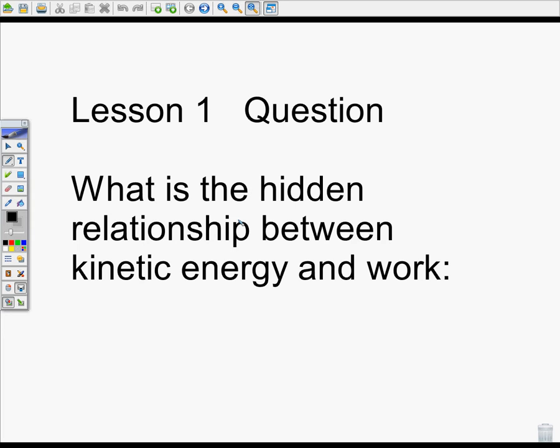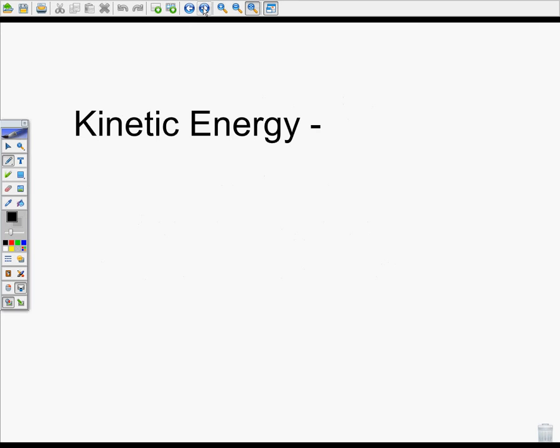Totally awesome, sir. So, lesson one, the question is, what is the hidden relationship between kinetic energy and work? And of course, in order to answer this question, we first need to define what kinetic energy is. We first need to state how to calculate work, and then we can talk about the hidden relationship between the two of them. So, kinetic energy is the energy of motion.